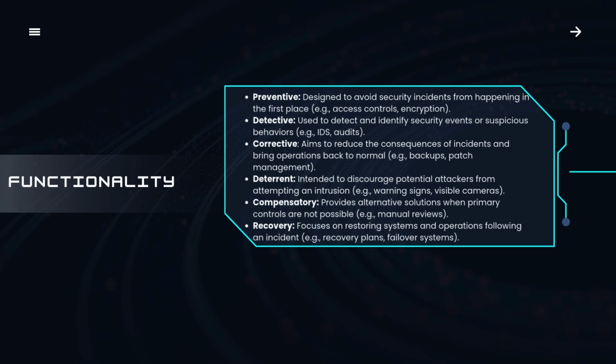Deterrent, intended to discourage potential attackers from attempting an intrusion. Compensatory, provides alternative solutions when primary controls are not possible. Recovery, focuses on restoring systems and operation following an incident.